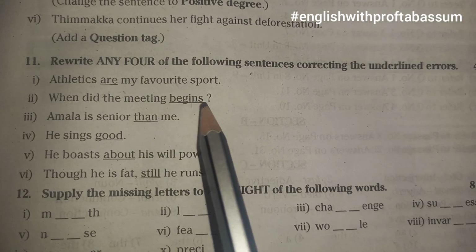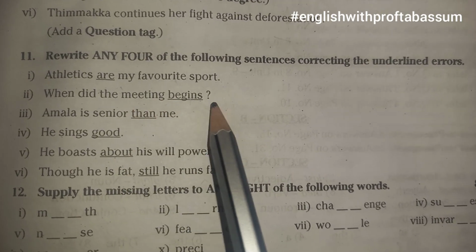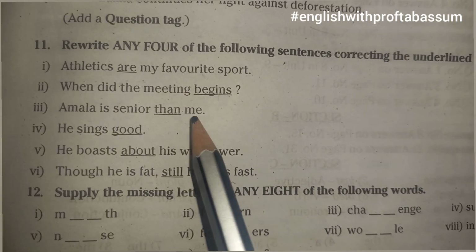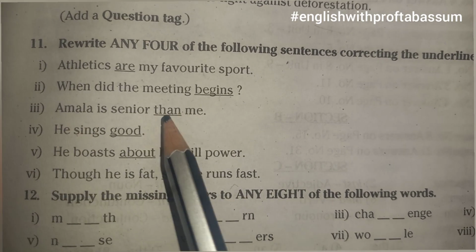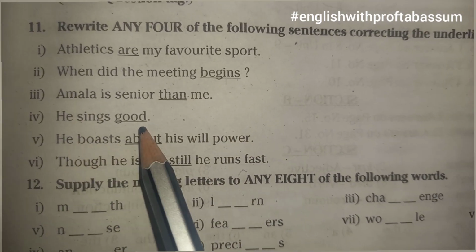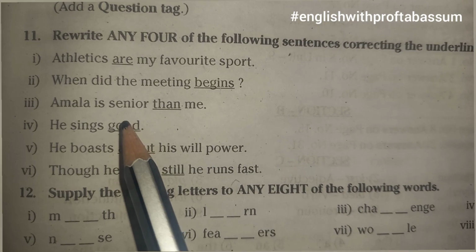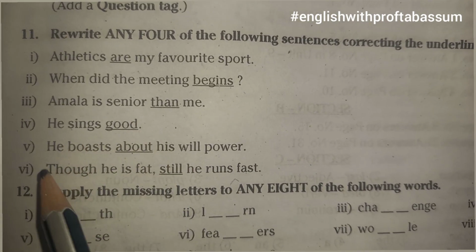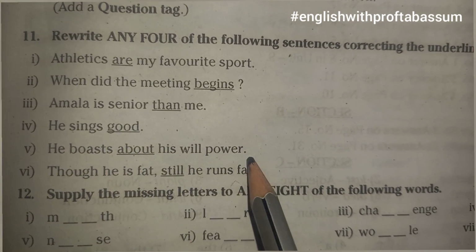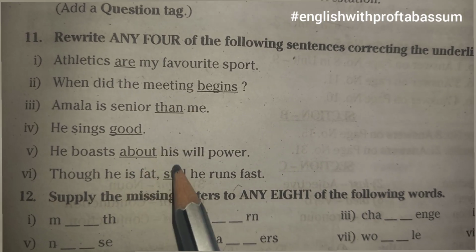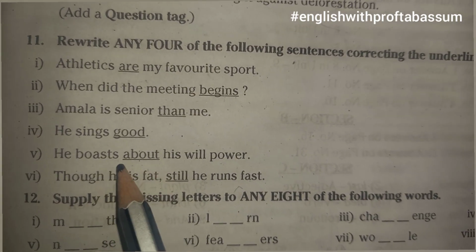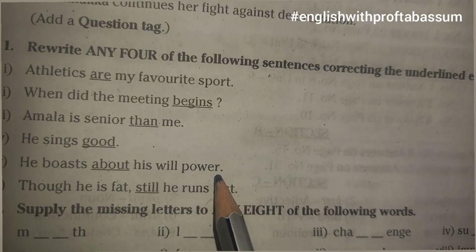When did the meeting begins? No. When did the meeting begin? Amala is senior than me. No. Amala is senior to me. He sings good. No. Another word for good we have to use, that is well. He sings well. He boasts about his willpower. Now why are we using the word about here? He boasts of his willpower.